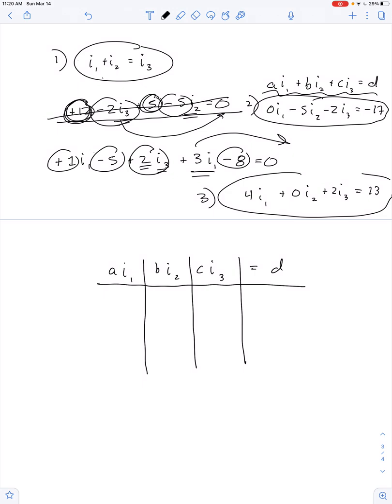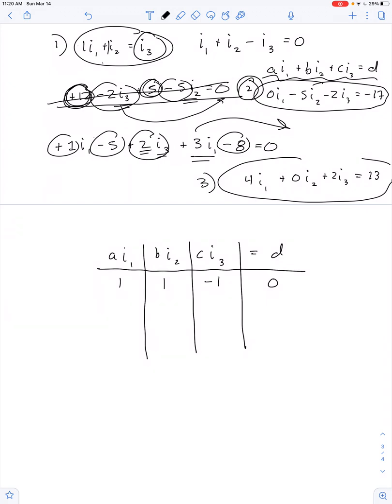So the first equation I can say is 1 I1 plus 1 I2, and then if I subtracted I3 from both sides of the equation, this would be negative 1, and all that equals 0. Okay, and then equation number 2: 0, negative 5, negative 2, and negative 17. Of course, what if I had multiplied both sides of that equation by negative 1? Then everything would become positive. Okay, and then the last one here: 4, 0, 2, and 13.